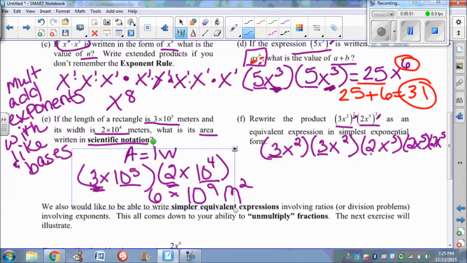What's 3 times 3? Times 2 times 2 times 2. So we get 9 times 2 is 18. 18 times 2 is 36. 36 times 2 is 72. So we did all those coefficients.